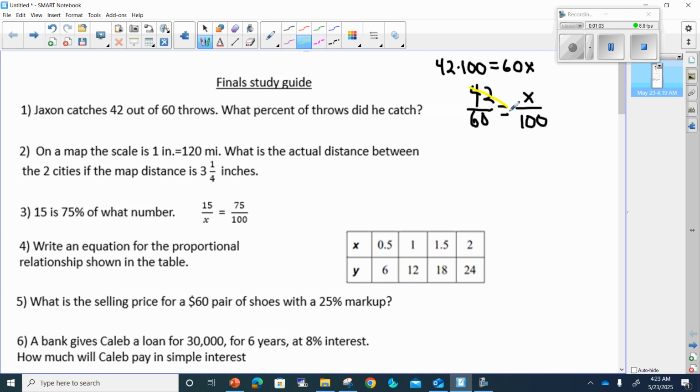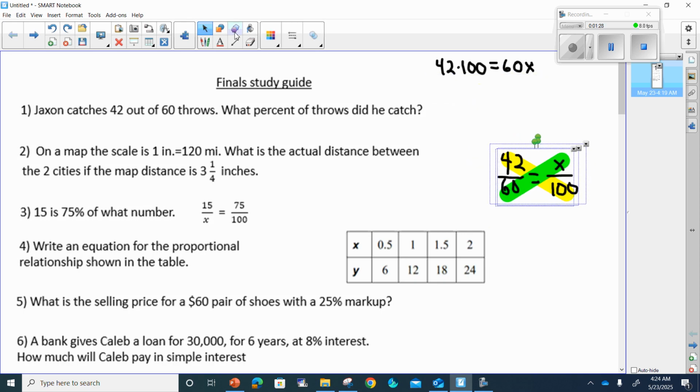Everyone sees we're taking these numbers and multiplying them to each other. And that's better probably if I put a highlighter on these. There we go. And then we're taking these numbers and multiplying them to each other. Now we're going to solve the equation. Well, this is going to be 4,200. Sorry about that.